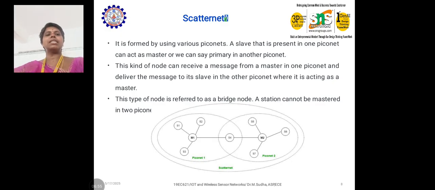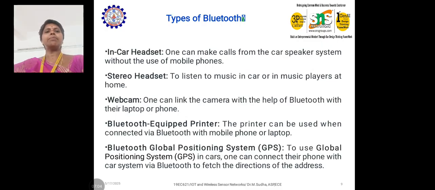We can see in this image that two piconets are joined together and this forms a scatternet network. The types of Bluetooth applications continue here: the in-car headset, stereo headset, webcam, Bluetooth equipped printer, and Bluetooth global positioning system, that is GPS. These are the day-to-day life applications we are using.